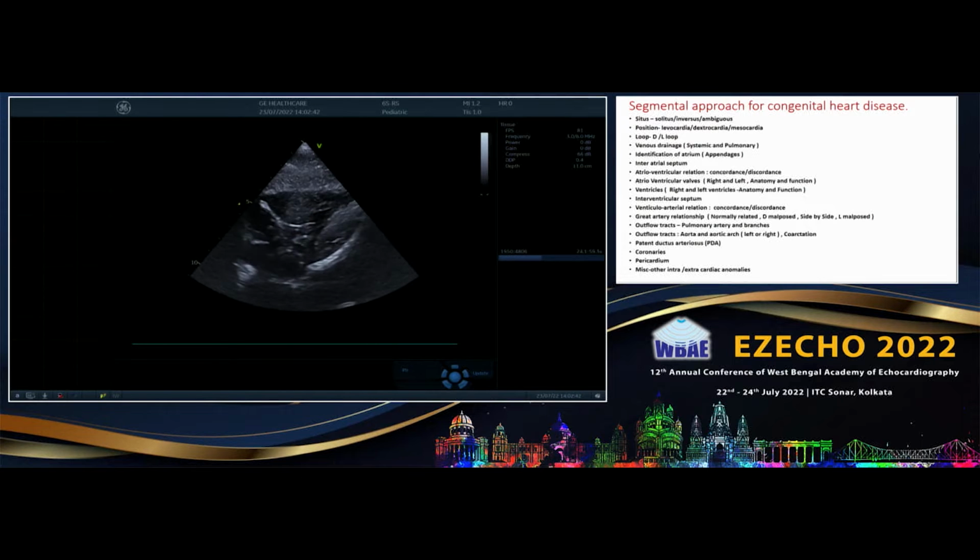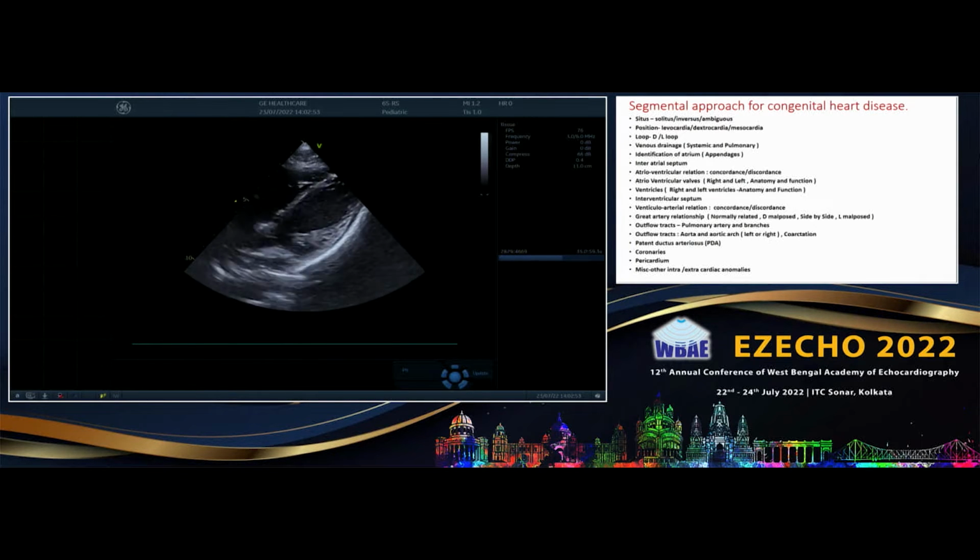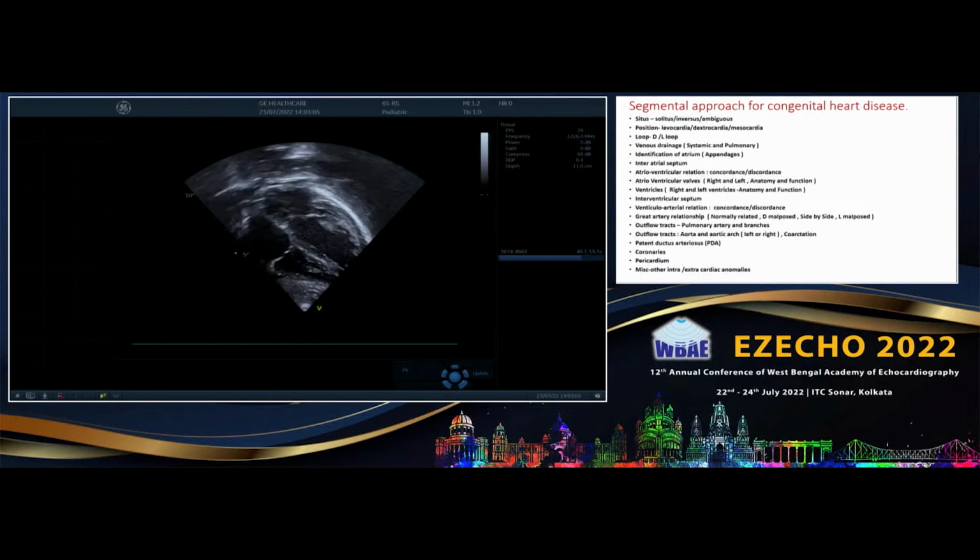Now, putting the probe, we tilted and we get the apex on the left side. So this is a levocardia. We will look for the loop a little later. After I identify the two atria, this is the physiological position in which we must all do the echoes. So after we have identified it, now we will just invert it.